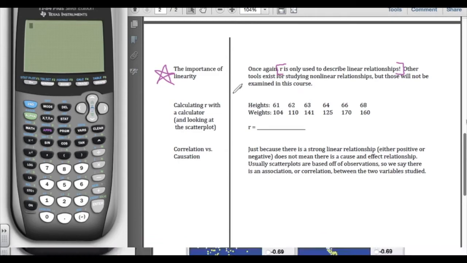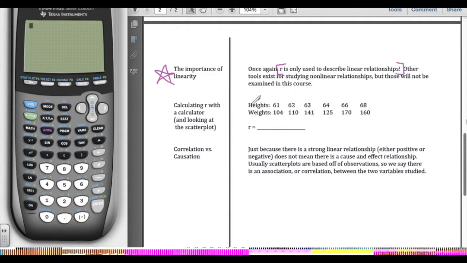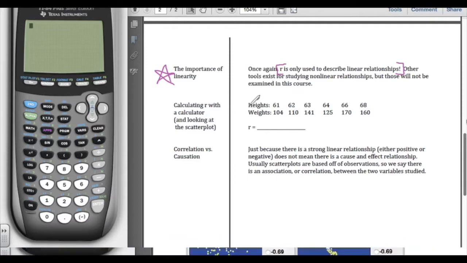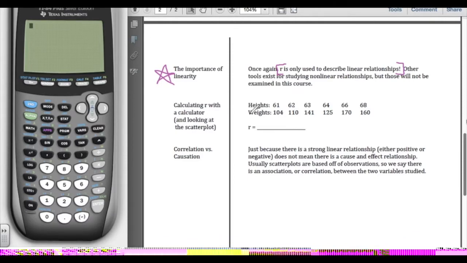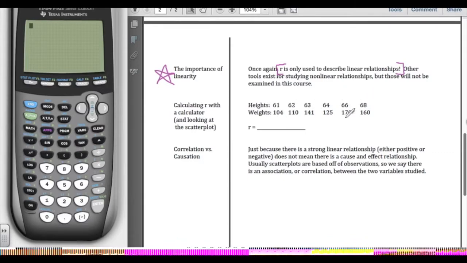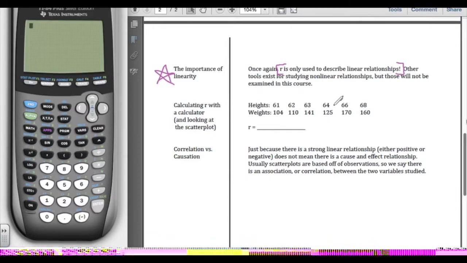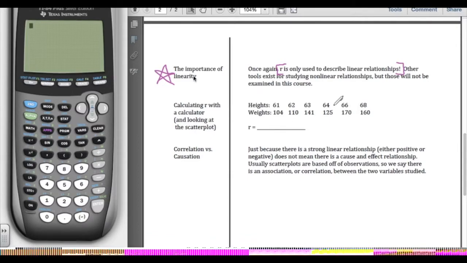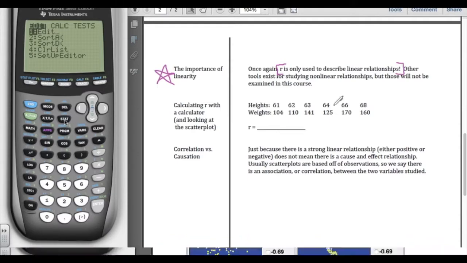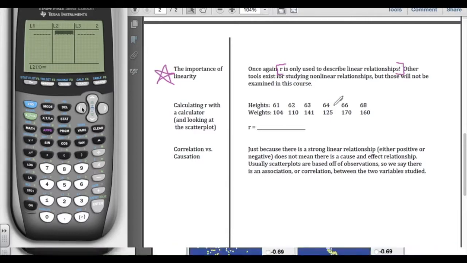In our calculator, we're going to see how to calculate R and look at the scatter plot with the heights and weights of 6 people. I have heights in inches, I have the weights in pounds. The first thing to do is get your data into the calculator. Just like we did in chapter 3, you'll hit the stat button, you'll hit edit, and you'll enter the heights into L1.